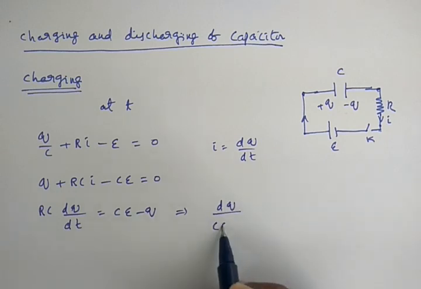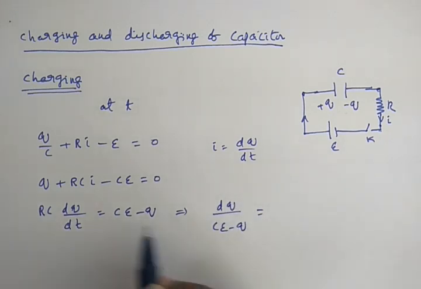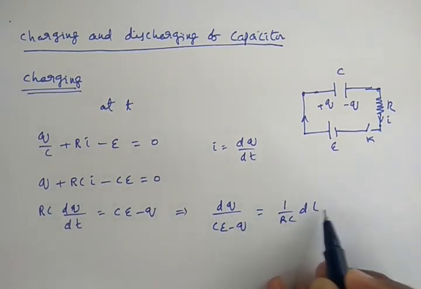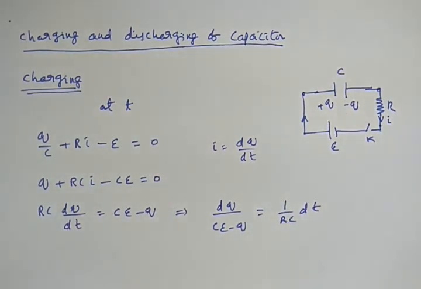So this implies dq by (CE minus q) equals 1 by RC into dt. So this is the equation. I'm taking CE minus q here, that is dq by that, equals, I'm forwarding this dt and RC there, so you get this part. So let us integrate this function.